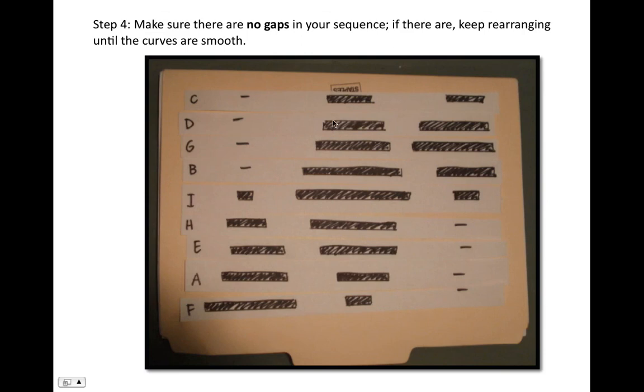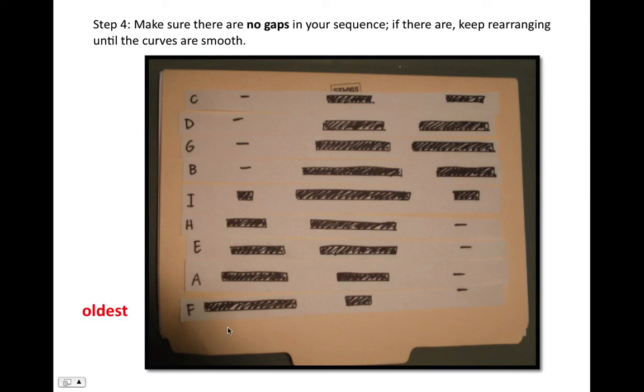And that's the nice thing about working on paper strips like this. It's very easy to just keep moving them around until these curves are nice and smooth. But this looks pretty good. What we can determine once we have these nice frequency curves is which site is the oldest, and which site is the youngest. So what do you think? Which site would be the oldest according to this seriation?